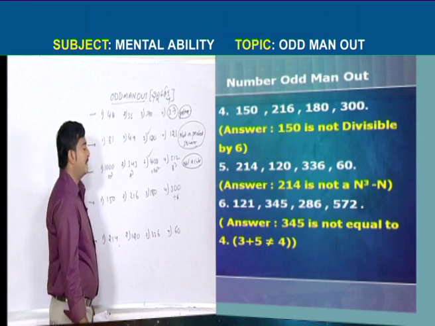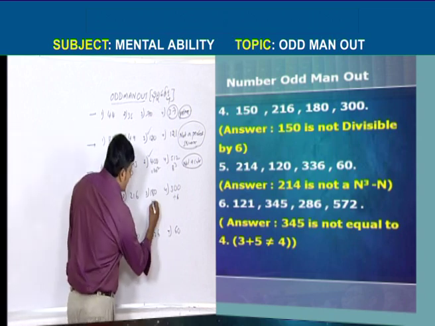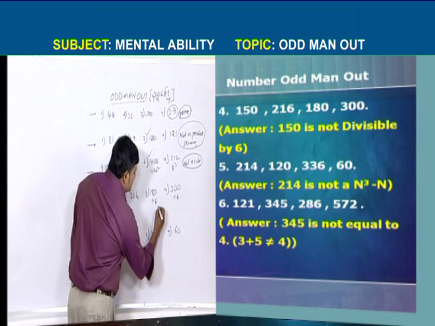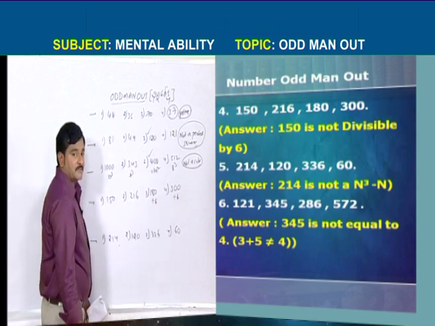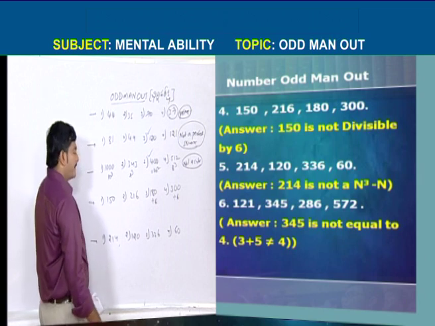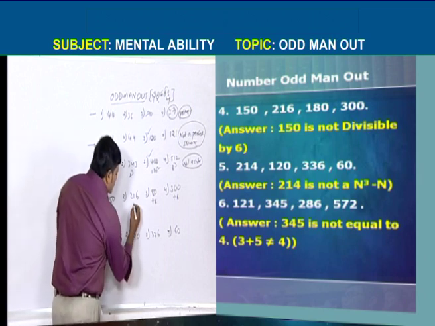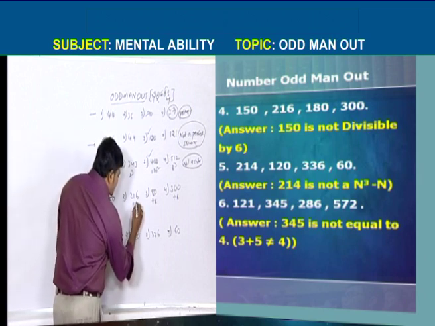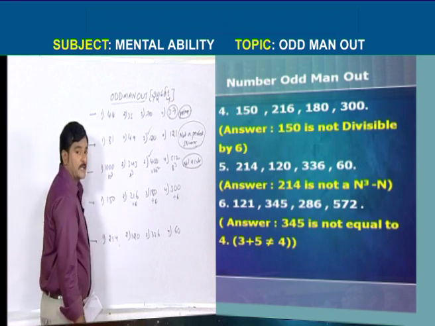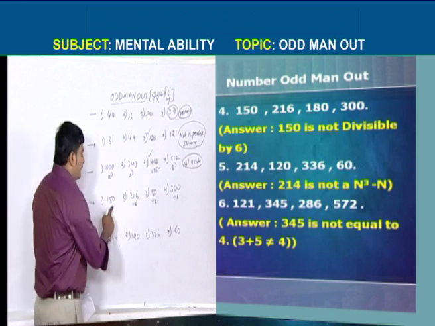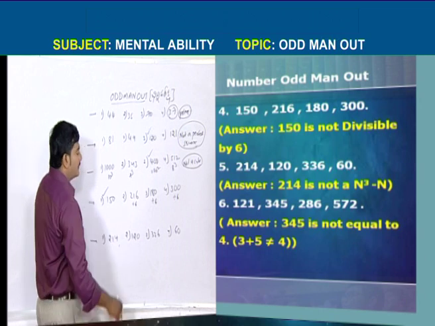300 is divisible by 6. What about 180? Is 180 divisible by 6? Yes, 6 ones are 6, 6 threes are 18, so 30 times 6 is 180. Then 216. Is 216 divisible by 6? Yes, 6 into 36. But what about 150?